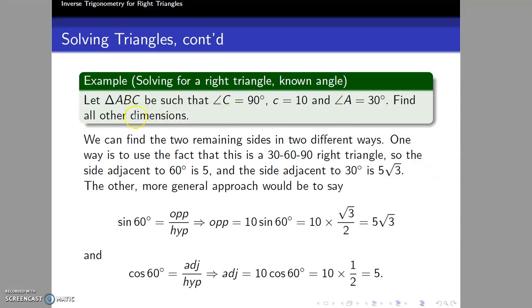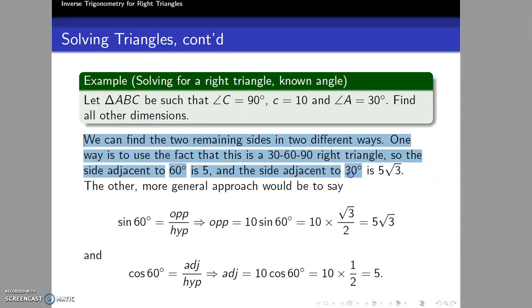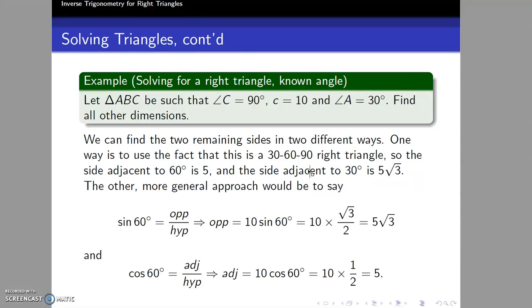The other way, I mentioned two ways, the other way I have written here. You could say, oh yeah, this is a 30, 60, 90 right triangle. So the side adjacent to 60 degrees is exactly half the hypotenuse. The hypotenuse was 10. So this side right here, side lowercase a, opposite 30 degrees, has to be length 5. And the side adjacent to 30 degrees has to be 5 root 3.